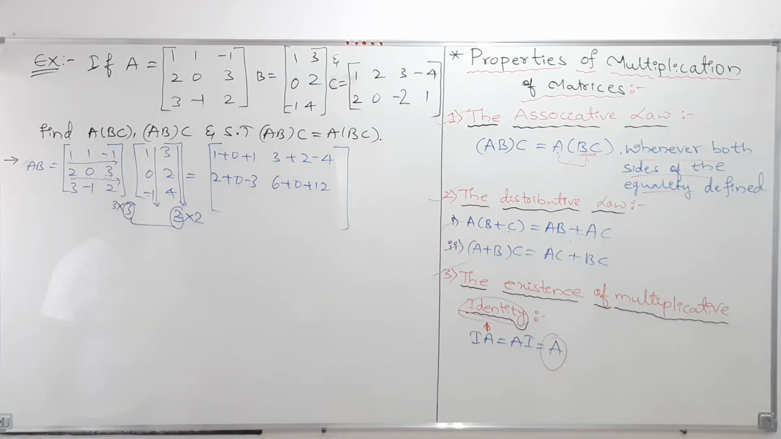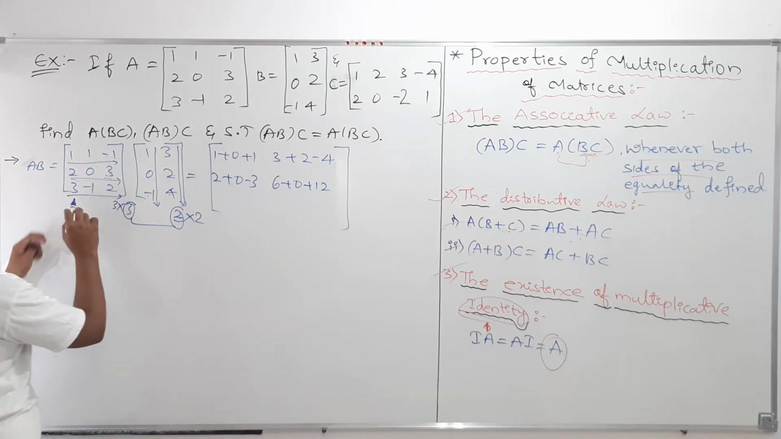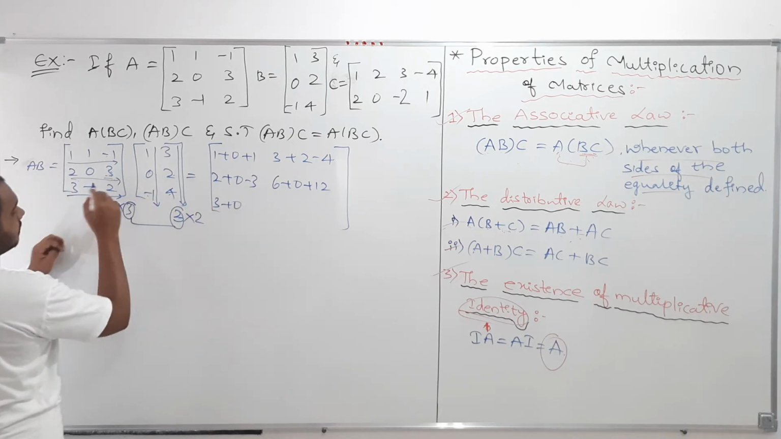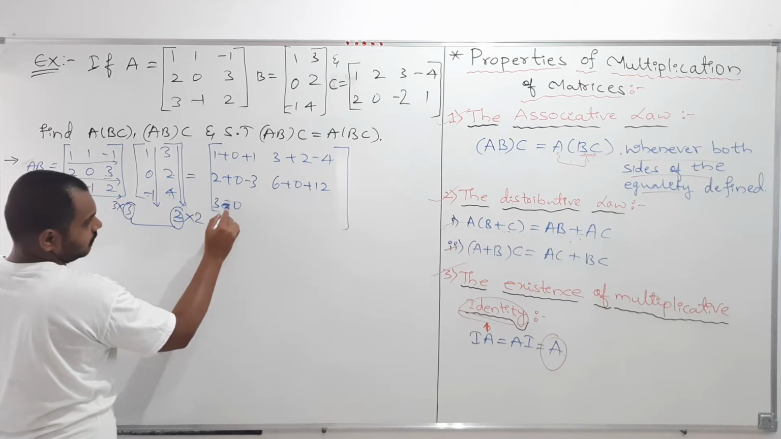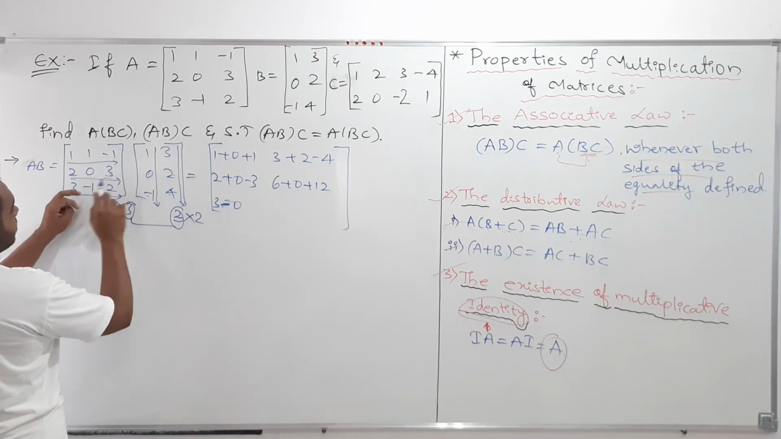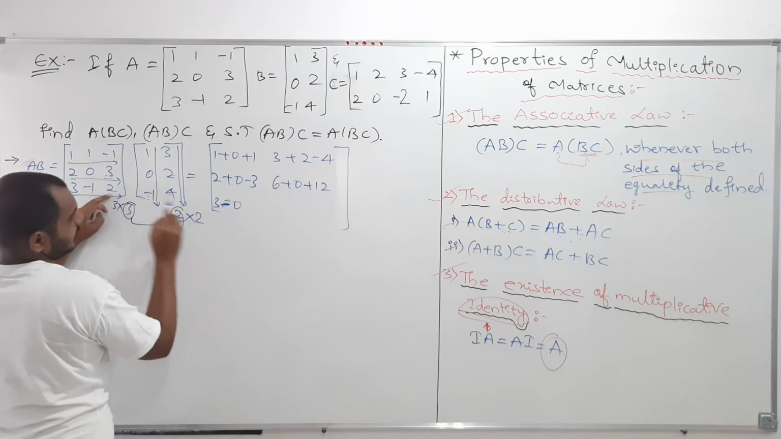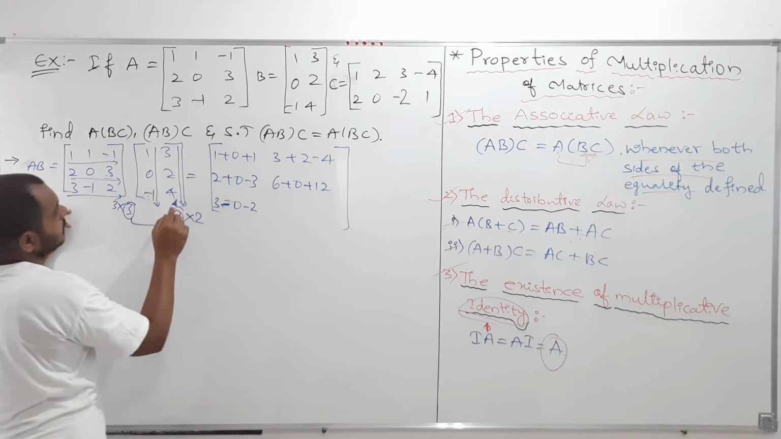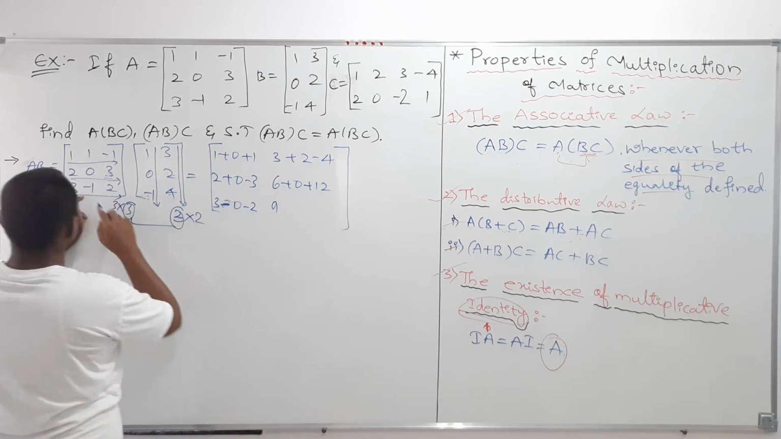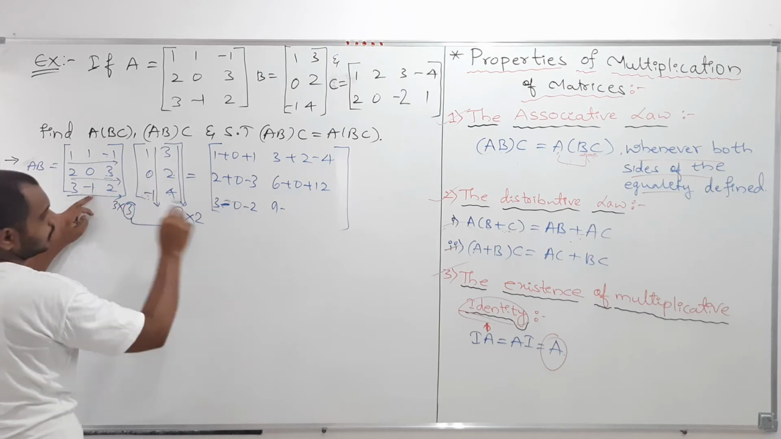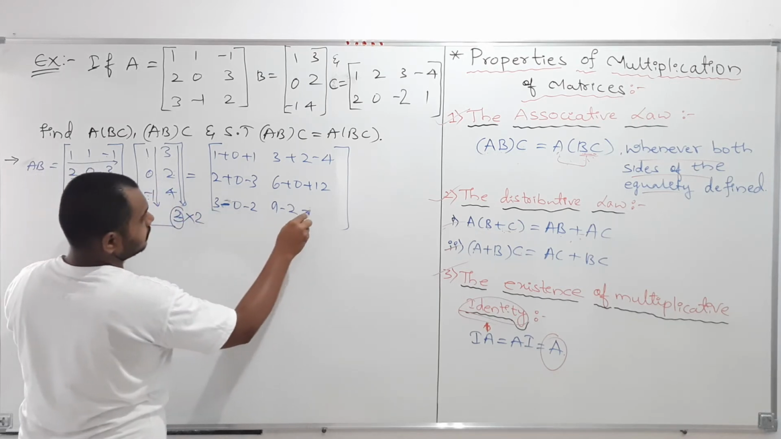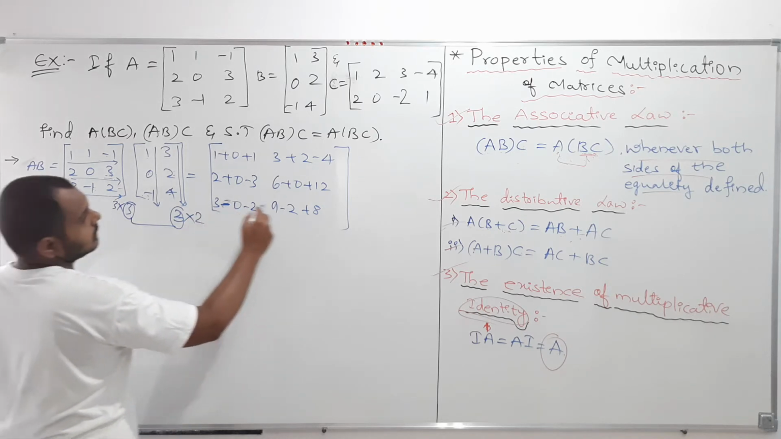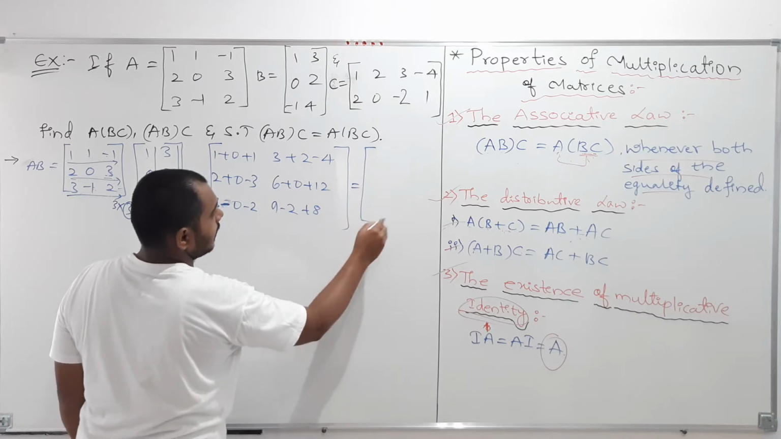Second row, second column. Next, third row, first column. 3 into 1 is 3. 0 into anything is 0; you can take plus or minus because it's a 0 value here. So 3 into 1 is 3, plus 0 into 1 is 0, plus minus 2 into 1 is minus 2. Clear. Next, third row, second column. 3 3s are 9, plus minus 2 into 1 is minus 2, plus 4 2s are 8. Clear.